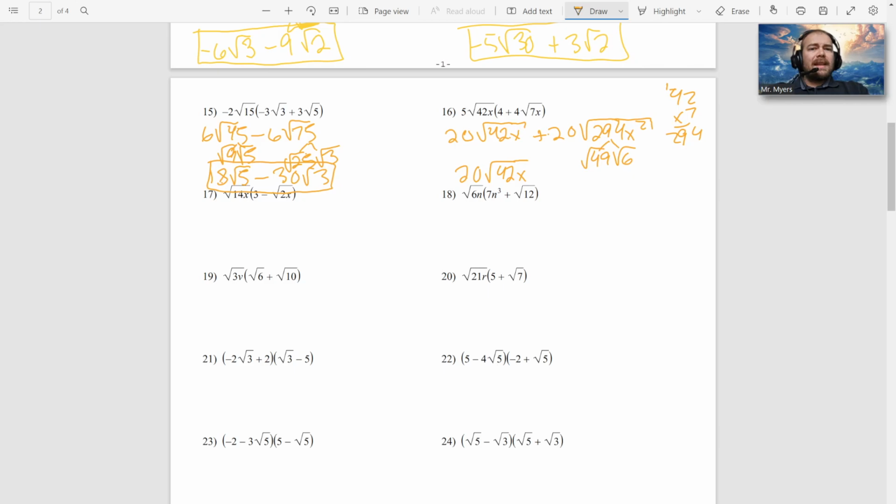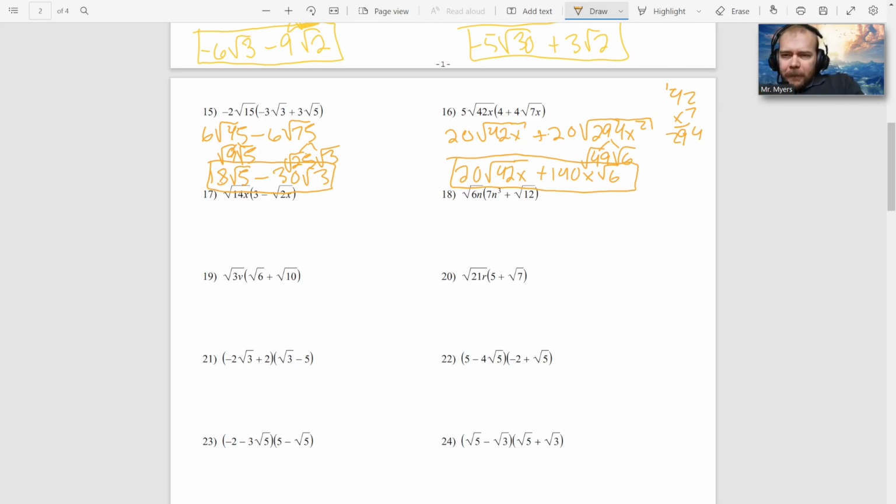49, so square root of 49 is 7. 7 times 20 is 140. Right? 2 times 7, 14, add a 0. And then an x. An x comes out. And then a root 6. Ooh. I got pretty gnarly there.